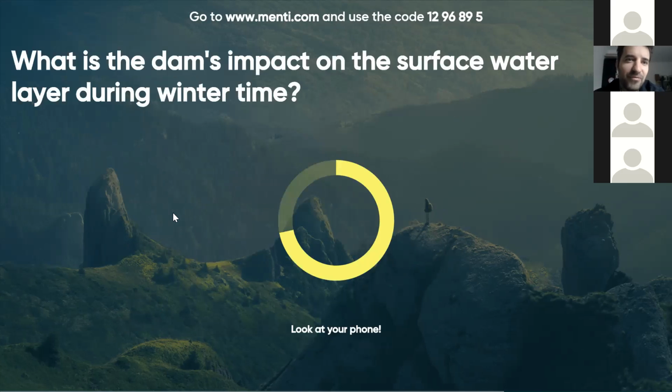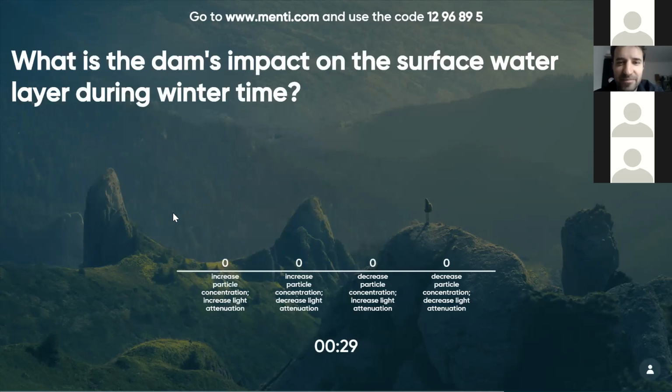Question 5: what is the dam's impact on the surface water layer during winter time? This involves the dynamic shift of turbidity. Options: increased particle concentration, increased light attenuation; increased particle concentration, decreased light attenuation; decreased particle concentration, increased light attenuation; or decreased particle concentration, decreased light attenuation.